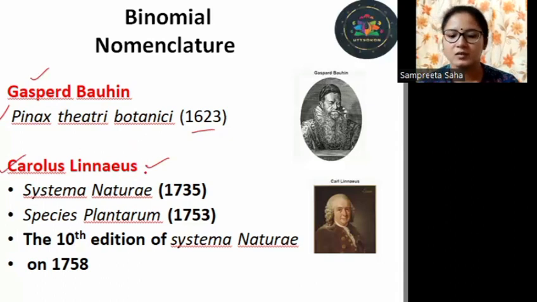So Carolus Linnaeus, there are two books which you have to remember, and also the year of publication: Systema Naturae and Species Plantarum. And there is another piece of information here. The 10th edition of Systema Naturae, which was published in 1758, contained details on binomial nomenclature. So it's the 10th edition of Systema Naturae, not the first one. And you have to remember the year 1758.